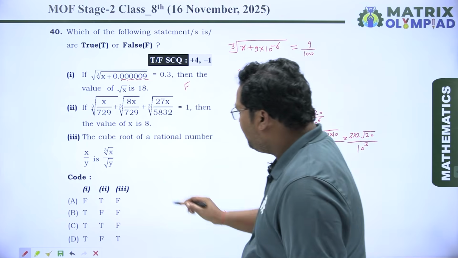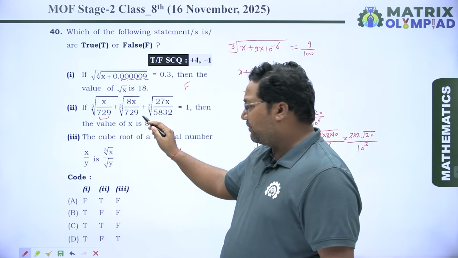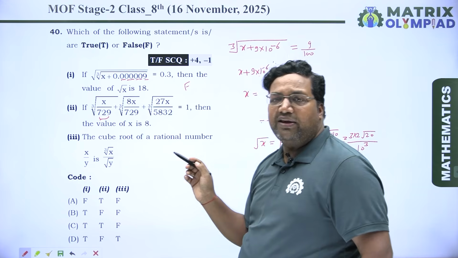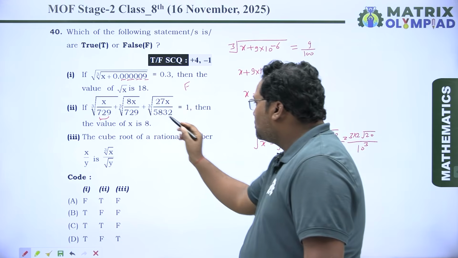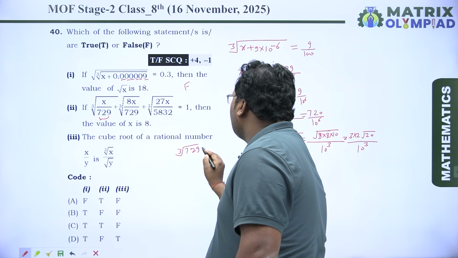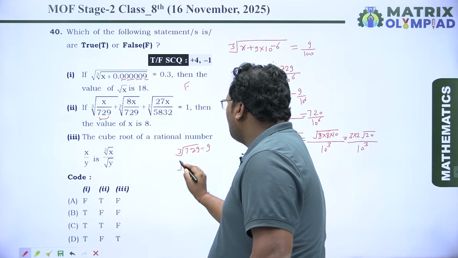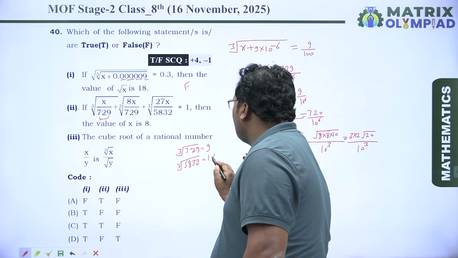So here you can see we know the cube root of 729, and we know the cube root of 5832. So first of all I have to write the cube root of these numbers. The cube root of 729 is equal to 9, and the cube root of 5832 is equal to 18.